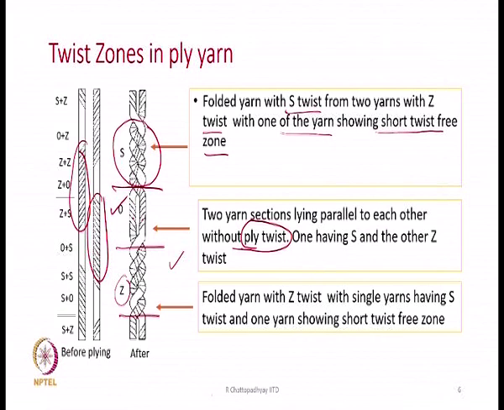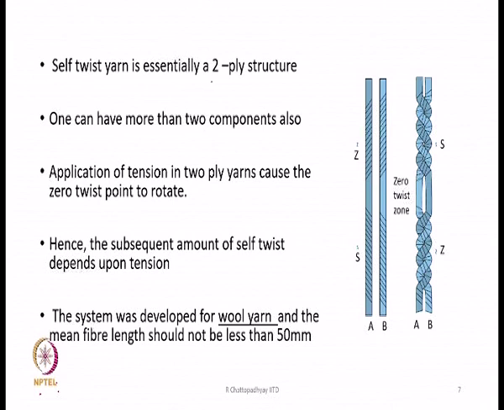So, what has to be done is this, that is, there has to be a phase shift. Why should we do it? Because phase shifting is going to give us a yarn which will be strong. Now, the point is how we are going to achieve it. For that, we need to discuss the real technology. We can just say now that self twist yarn essentially is a two ply structure. One can have more than two components also.